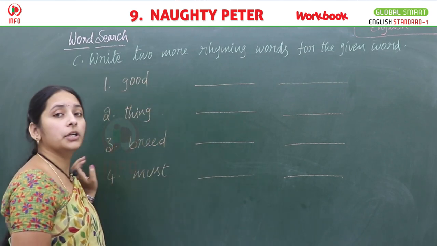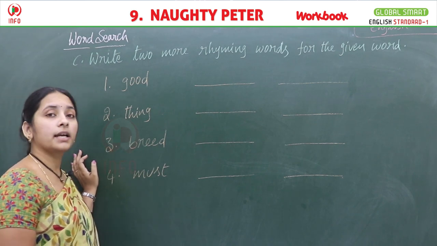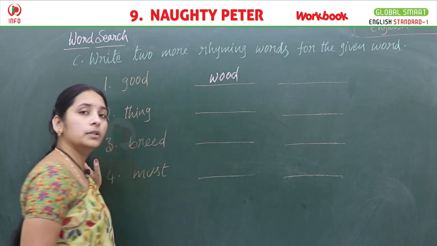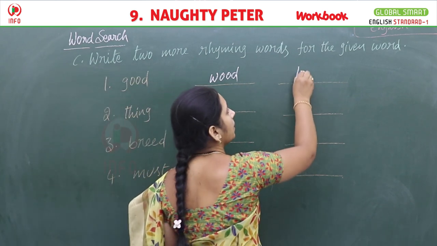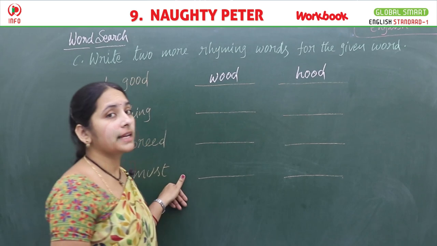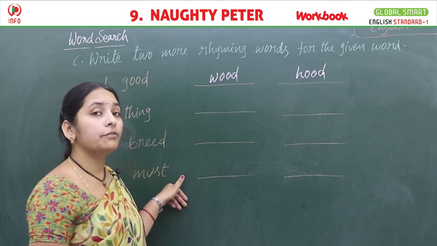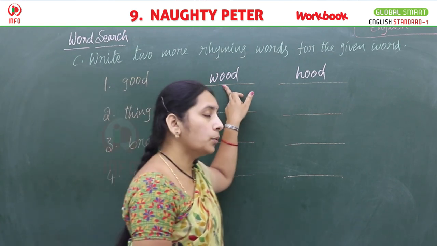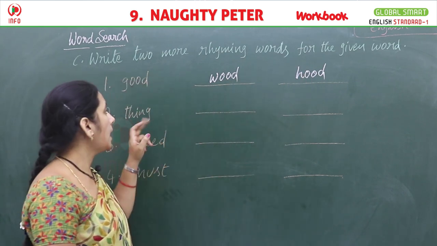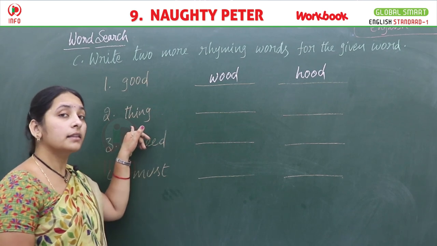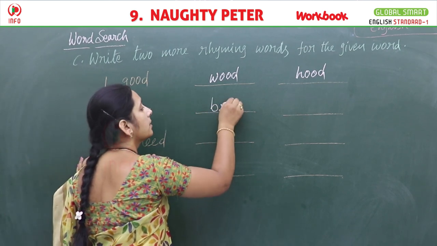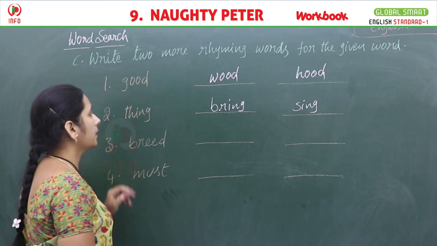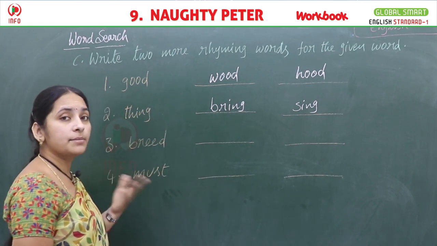What are these? First one is good. For this rhyming word, what can we write? Yes, good, word, and hood, H-O-O-D, hood. Food we cannot write. It's food, F-O-O-D, not the same sound. So good, word, and hood. And like this, tell me the remaining rhyming words. Thing: bring, sing, very good. Bring, sing, thing. Same sounds we are getting now.